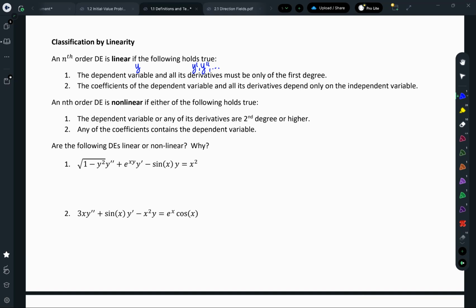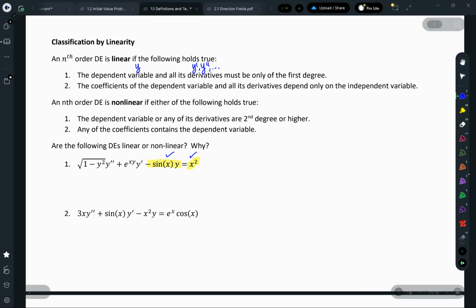I'm going to go through and highlight the terms that are good for being linear. So this minus sine of x times y and this x squared, those are good. Those would be linear terms, right? The y isn't being squared. The coefficient with y is a function of the independent variable x. On the right-hand side, we have a function of the independent variable x. And so those are good terms.